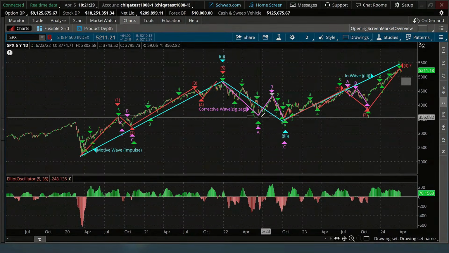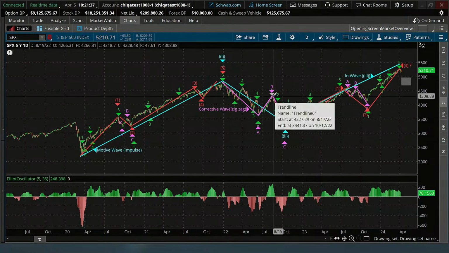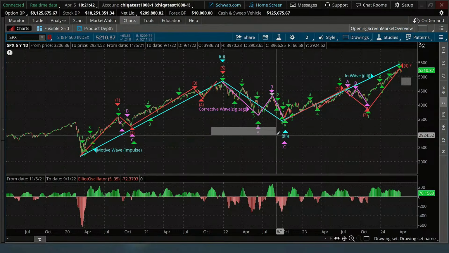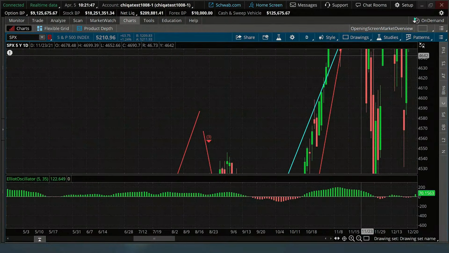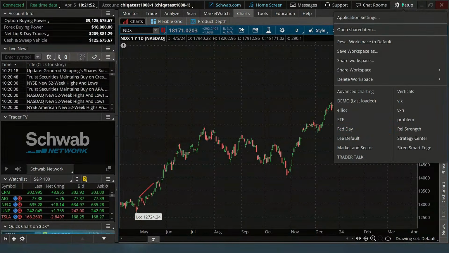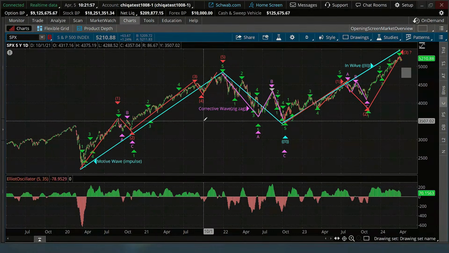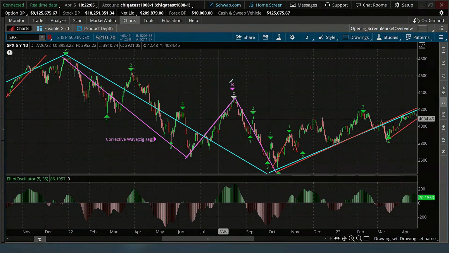This is the B. Now, you could theoretically trade. You could find a 3 in here perhaps. But if we zoom in here, wait a minute, I got to reset it. All right. There we go. So again, this is the top of wave B.